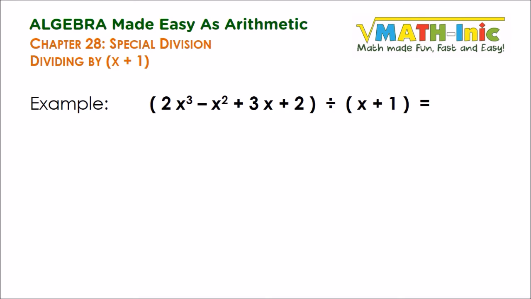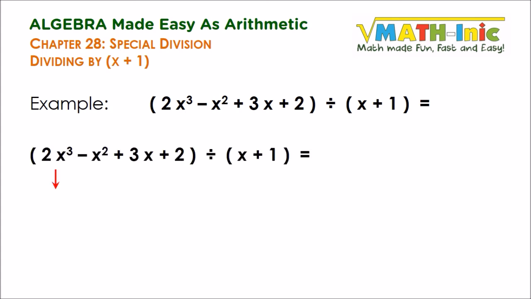So let's take a look at an example. 2x cubed minus x squared plus 3x plus 2 divided by x plus 1. So again, we copy the first coefficient, 2, decreasing the exponent of x by 1, since we're dividing by x plus 1. So 2x cubed now becomes 2x squared.